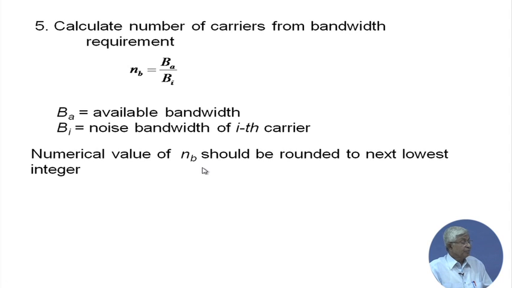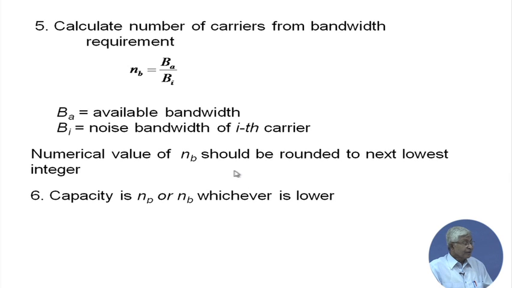The numerical value of NB should be rounded to the next lower integer, as I explained last time. This calculation gives the maximum theoretical limit, which may come out as a fraction of a number of transponders, which is not possible. So, the possibility will be the lower one, which means you will get some advantage the other way. Now, you have calculated in terms of bandwidth the number of carriers that can be supported. In terms of power, how many can be supported, that is NP and NB.